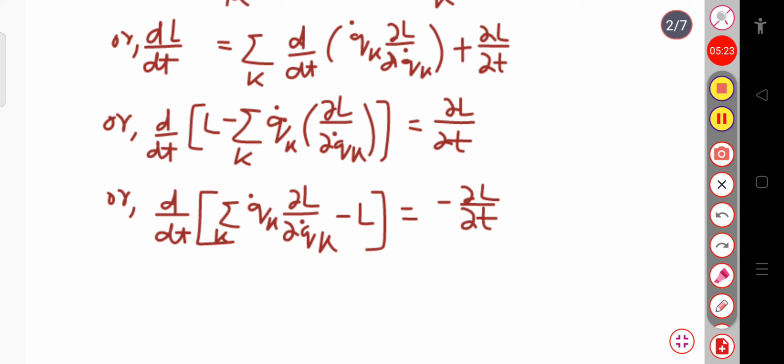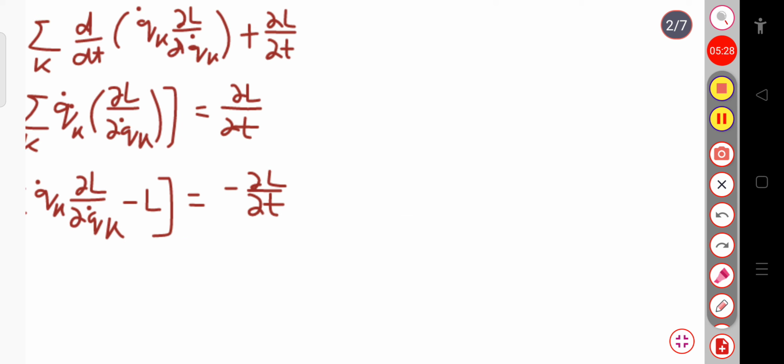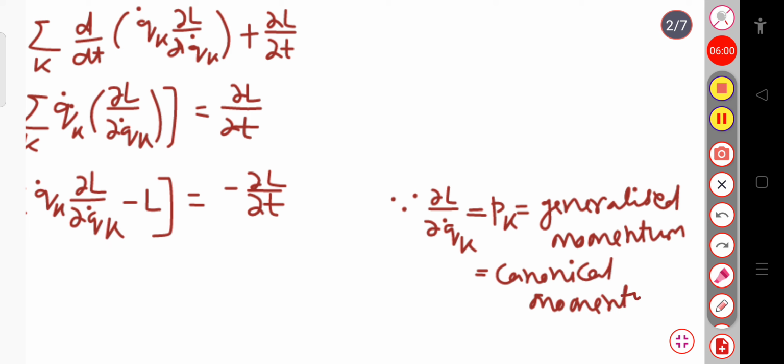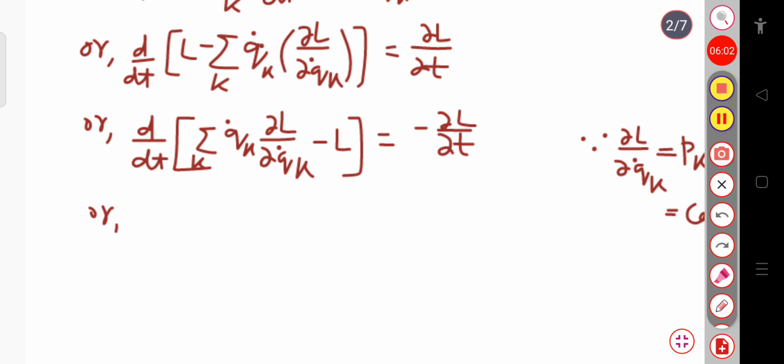Or this can be written as the generalized momentum. Let me write here the generalized momentum, since ∂L/∂q̇k is nothing but pk, that is the generalized momentum. This is also known as the canonical momentum. So for this I will replace this ∂L/∂q̇k term as pk.